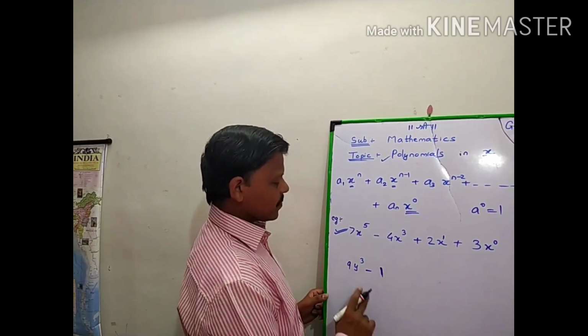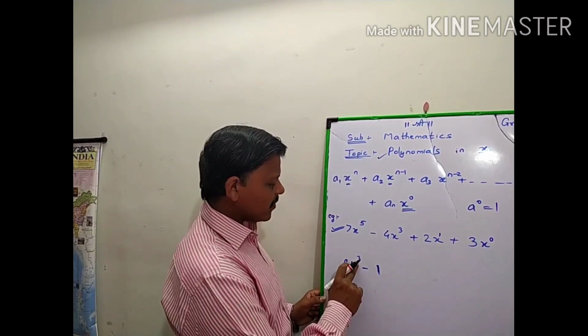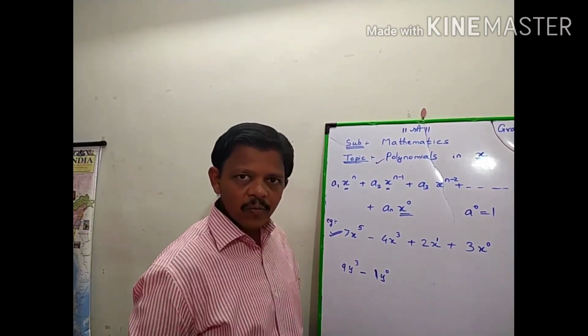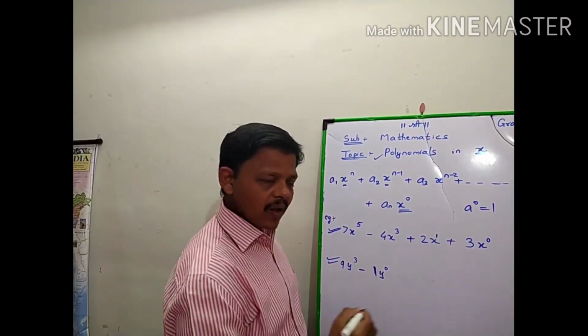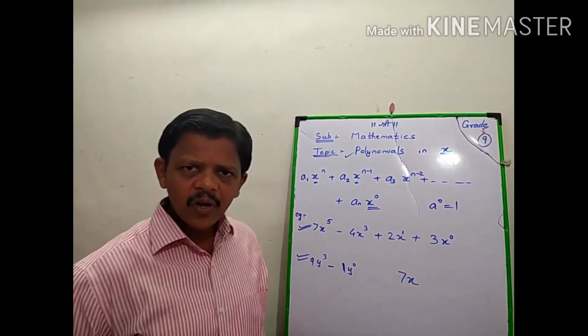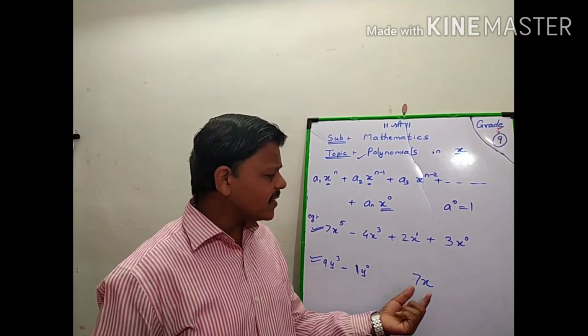Here again, algebraic expression. Yes, because at least one variable. Power of the variable is 3. Here what would it be? y raised to 0. Exactly. So this is again a polynomial. Again, let me give you another example: 7x. Do you think it is a polynomial? Yes or no? Exactly, it is a polynomial.